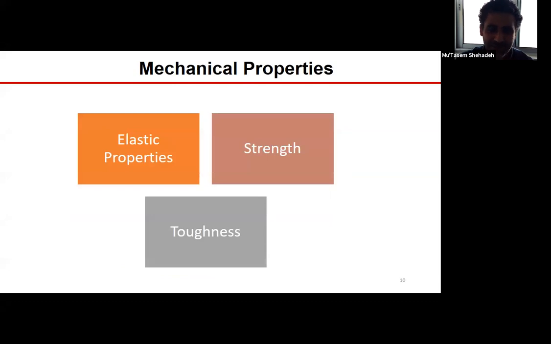So I will stop here and move to the next slide, in which we talk about the mechanical properties of glass. And here I'll cover three properties. First we'll talk about the elastic properties of glass, then the strength and the toughness.